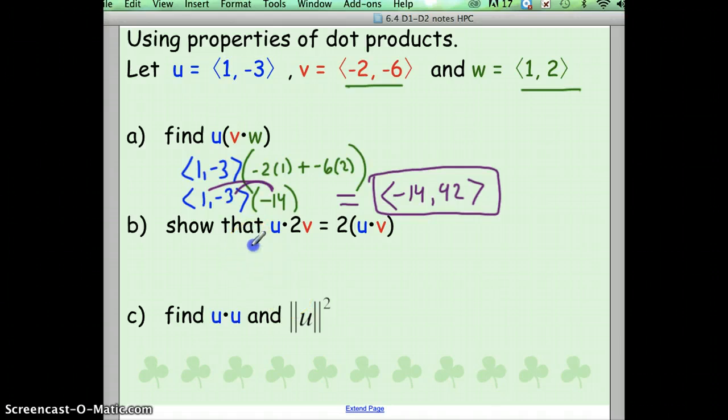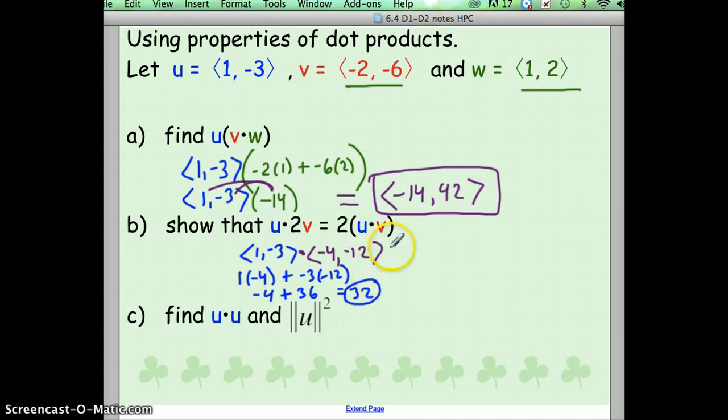So if I took vector u, 1, -3, and I did the dot product with 2 times vector v, 2 times this, 2 times -2 would be -4, 2 times -6 would be -12. So if I found that dot product, I would do 1 times -4 plus -3 times -12, and I would have a -4 plus 36, which ends up to be 32.